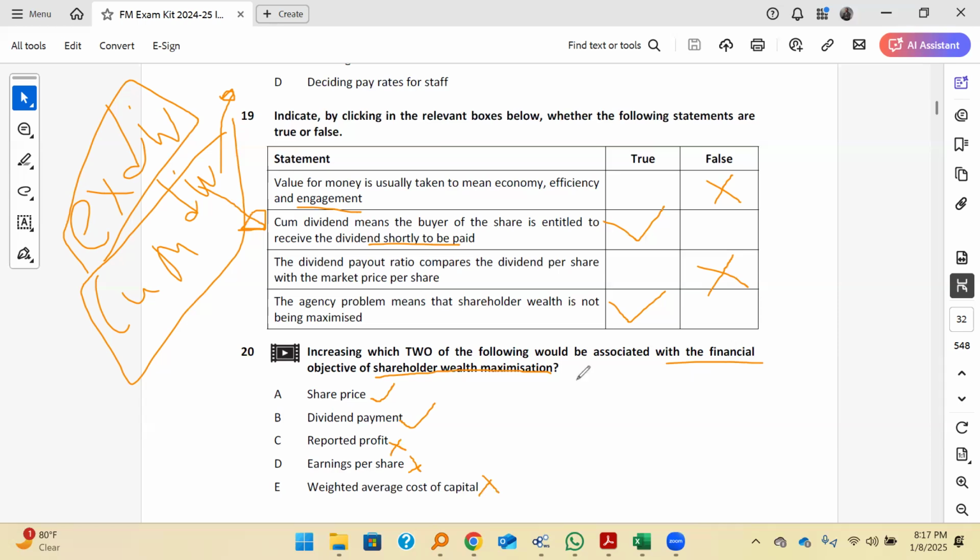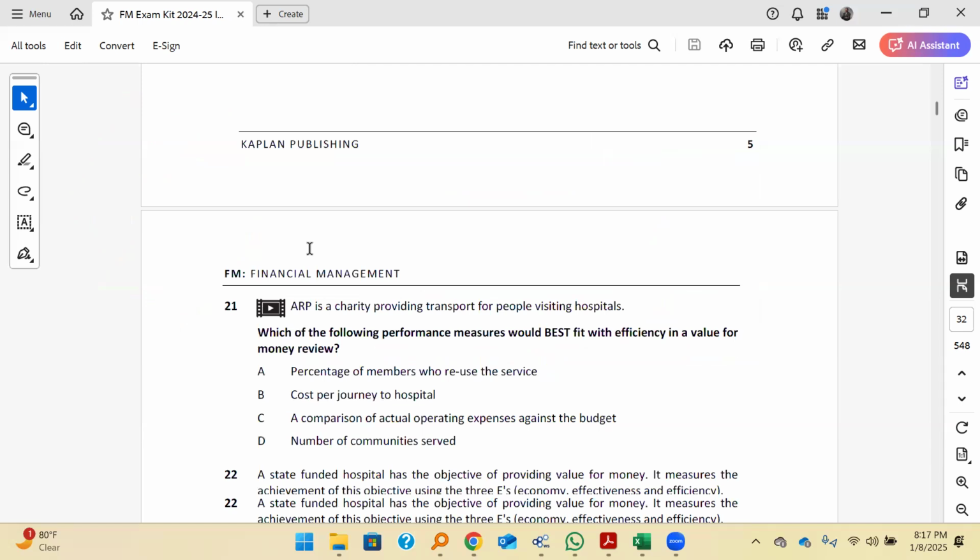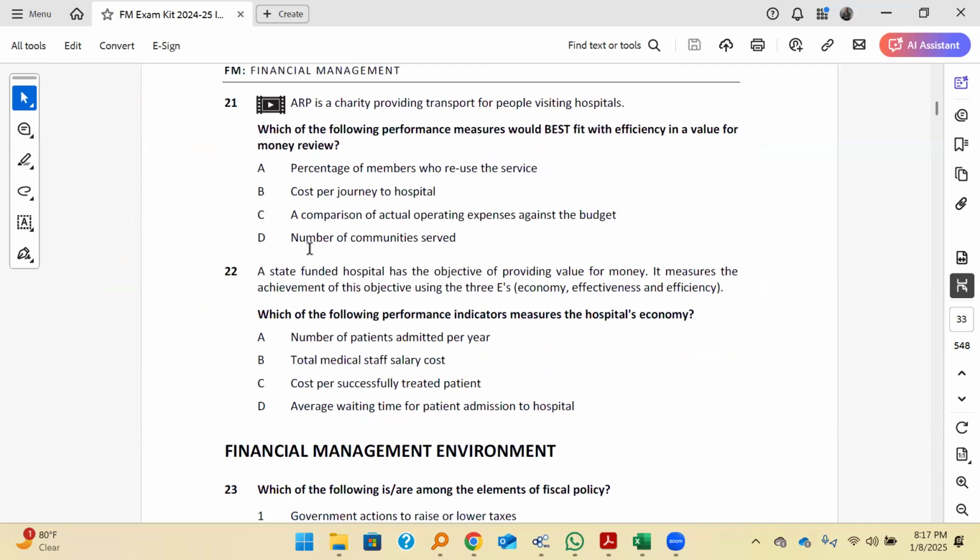So to move on, ARP is a charity providing transport to people visiting hospitals. Which of the following performance measures would best fit efficiency in a value for money review? Here we are looking at efficiency, so utilizing your resources optimally.